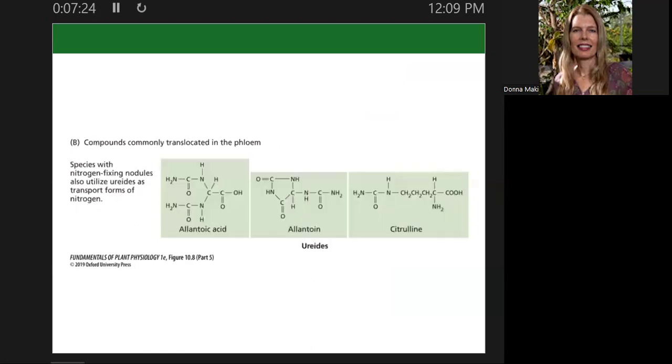And then here's some others, some ureides. These are especially common if the plant is hanging out with bacteria that fix nitrogen. You tend to see these types of chemicals in the phloem. And so these nitrogen fixing nodules that they mention here, that's the idea that this is a plant that is hanging out with a bacteria. So the bacteria is in its roots. And they actually look like nodules or little tumors on the roots.